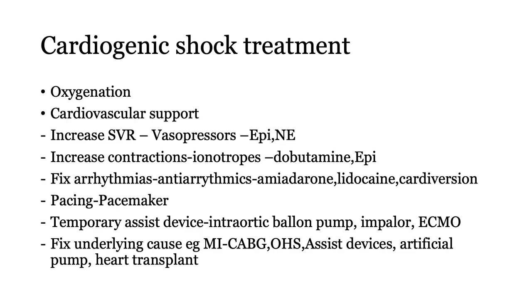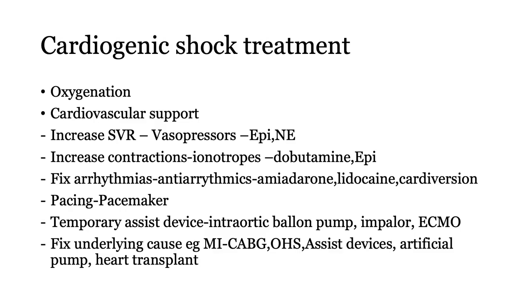So how do we treat cardiogenic shock? First of all, we have to improve oxygenation, so we have to give the patient some oxygen. Then we have to do certain things which all work towards supporting the cardiovascular system. So we increase systemic vascular resistance by giving vasopressors, that's epinephrine and norepinephrine. Then we increase contractions of the heart by giving inotropes like dobutamine. Epinephrine will also work to increase contractility of the heart. So then if arrhythmias are the cause, we need to fix arrhythmias by giving anti-arrhythmic drugs, for example amiodarone, lidocaine, or performing cardioversion.